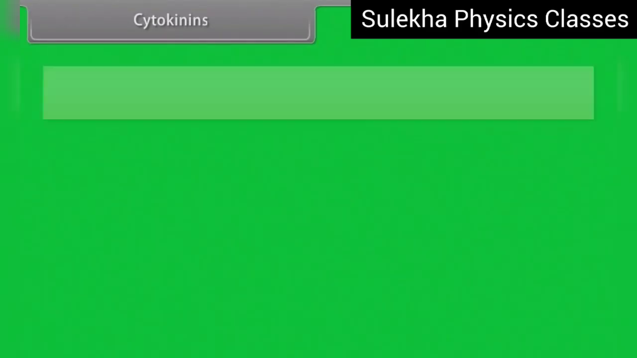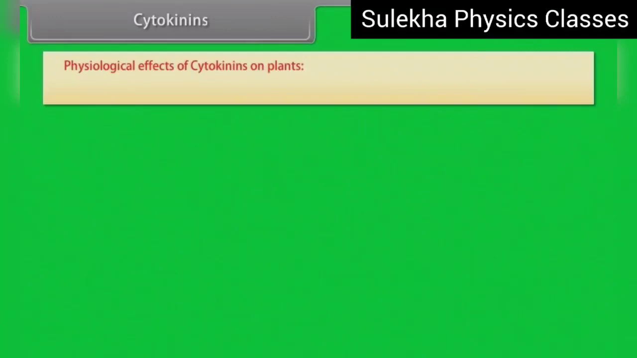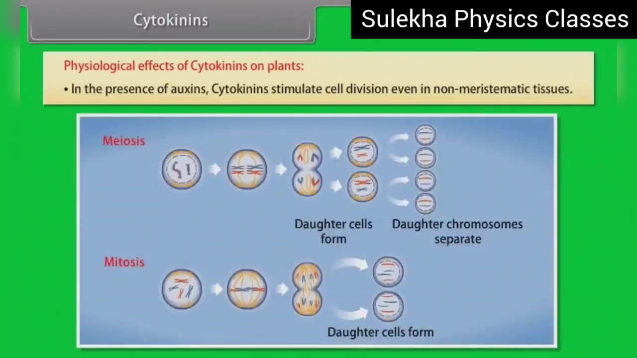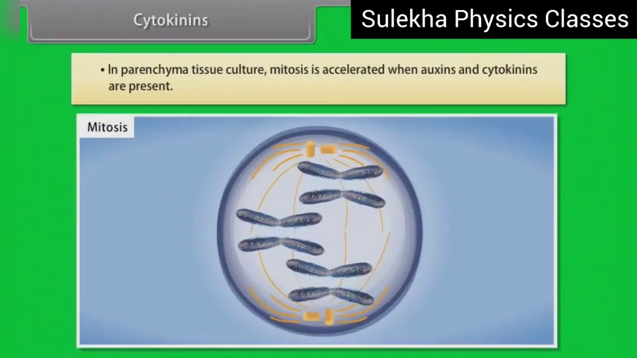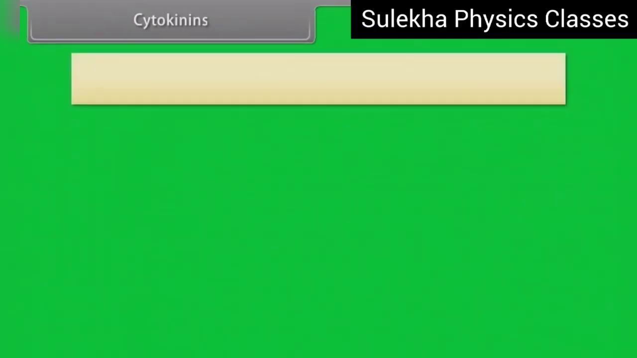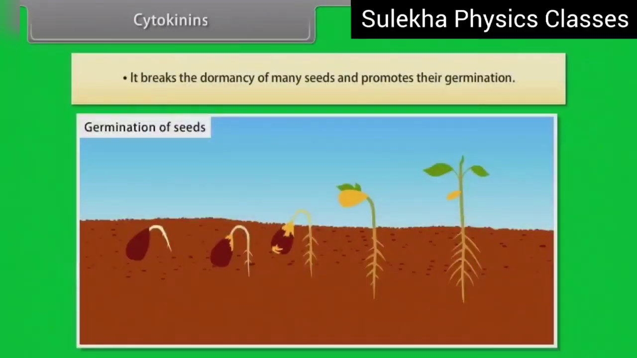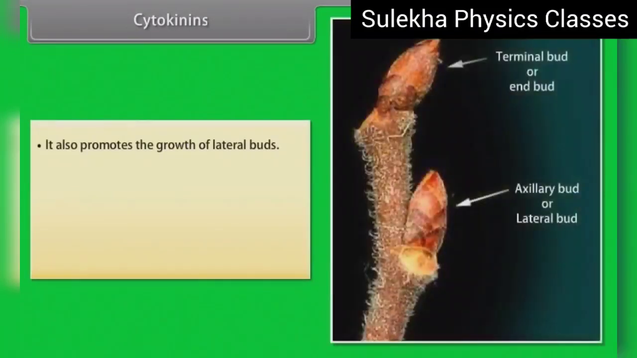Cytokinins. Physiological effects of cytokinins on plants. In the presence of auxins, cytokinin stimulates cell division even in non-meristematic tissues. In parenchyma tissue culture, mitosis is accelerated when auxins and cytokinins are present. It breaks the dormancy of many seeds and promotes their germination. It also promotes the growth of lateral buds.